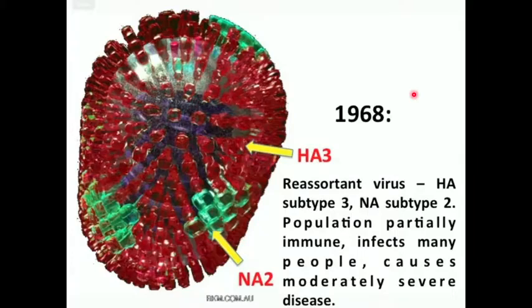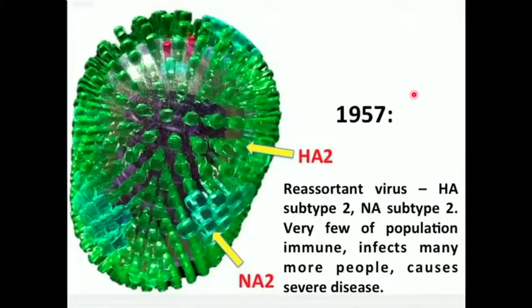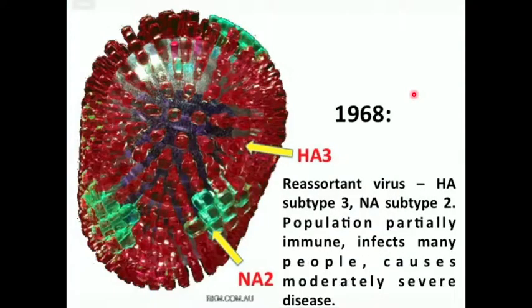And strangely enough, 1968, there was a replacement, H3N2. Take a look at what color remains the same. That's the neuraminidase protein here. The hemagglutinin completely changes. So people had partial immunity, caused moderately severe disease. It was not a nice virus, but people were partially immune. But over 1 million people died of that pandemic.